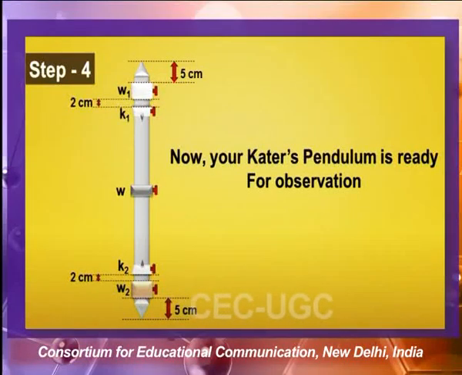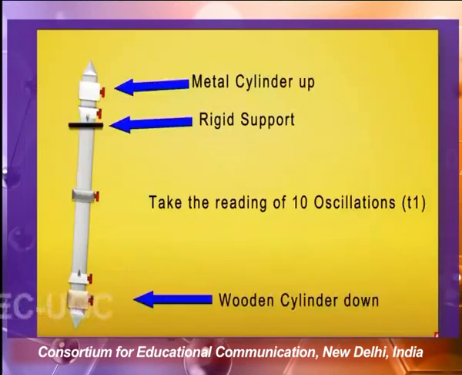Now your Kater's pendulum is ready for observation, so now you can do your experiment. Here in that figure we have seen the metal cylinder up, after that the rigid support in the center, and in the last portion we have a wooden cylinder down. So now we can start reading.